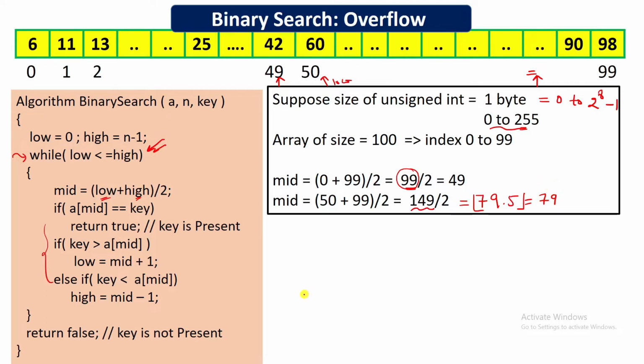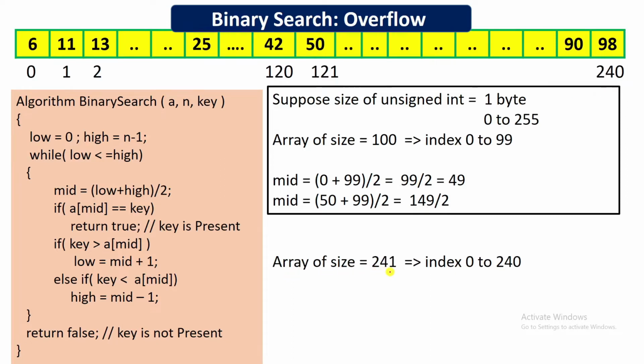Now let's take another example. Let's say your array size is 241. That means your array is from 0 to 240. For the first time when we run this code, low will be 0 and high will be 240. So when we find the mid, mid will be 0 plus 240 by 2. 0 plus 240 is 240, and 240 is again within this range. Divided by 2, that gives 120. 120 is okay, because 120 can come inside the unsigned int, so mid can store 120 correctly.